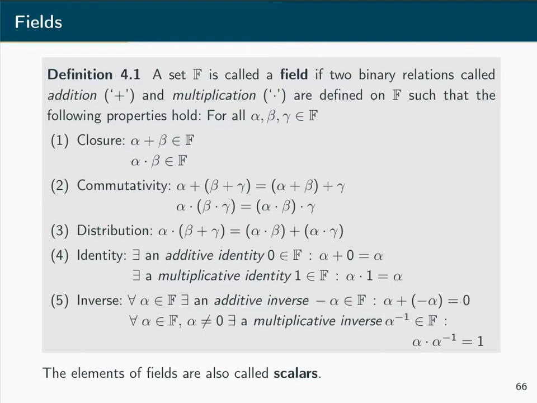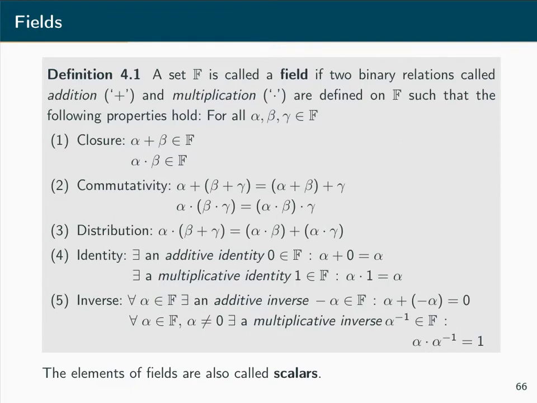Fourth, there must exist identities. First, there must exist an additive identity, which we denote with this 0 inside the field. And additive identity means that if I add this identity to any element alpha, I get my original element alpha back. Similarly, there must exist a multiplicative identity that we denote with a 1, and it must be an element of the field. And the property of the multiplicative identity is that if I multiply alpha with the multiplicative identity, I get my element alpha back.